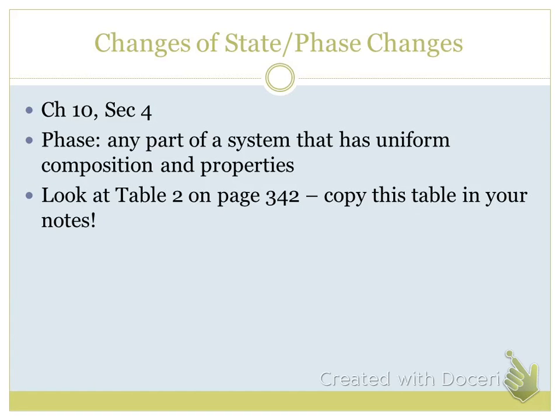So in order to be considered a phase or a state, and those two terms are pretty interchangeable, it has to be part of a system that has uniform composition and uniform properties. So in order to be considered a solid, everything within that group has to have solid properties and has to be the same substance, in order to be considered a phase.